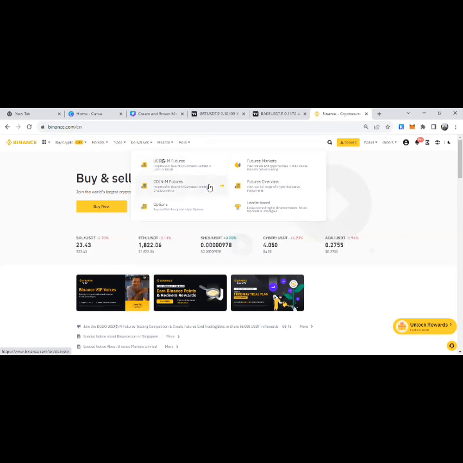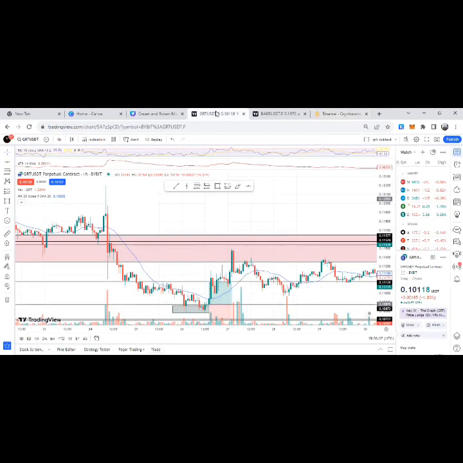Now, you can see that we have two different types of futures that we're seeing here. You are seeing USDS futures, perpetuals contracts. You are seeing coin M futures, perpetuals contracts. Now I want to explain the difference between these two. When you're trading, I want us to look at something. Let us go back here.